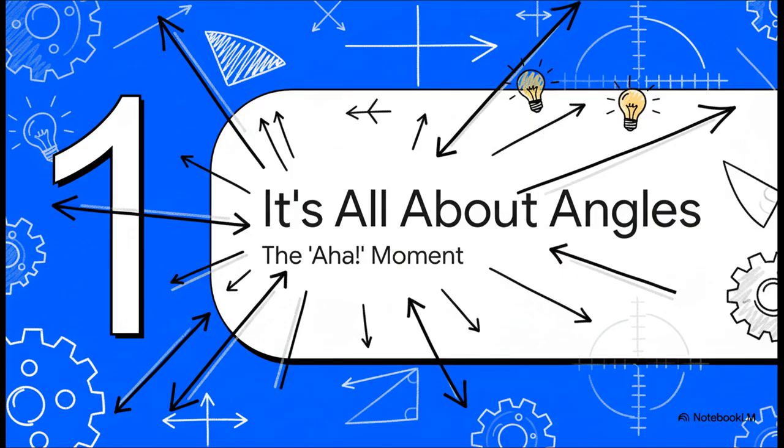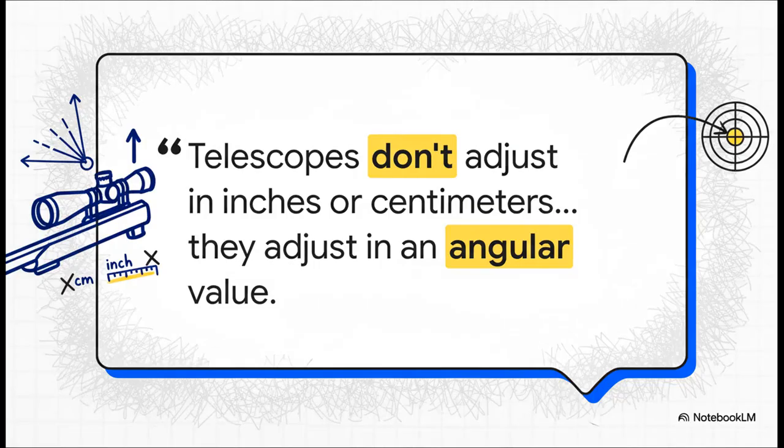Okay, so before we can even compare MOA and MRAD, we have to lock in one single fundamental concept. This right here is the aha moment. This is the idea that makes everything else just click. This is it. This is the most important thing you need to get. When you turn that knob on your scope, you are not moving your crosshairs a set distance, like 1 inch. You're actually tilting the entire scope, changing the angle.